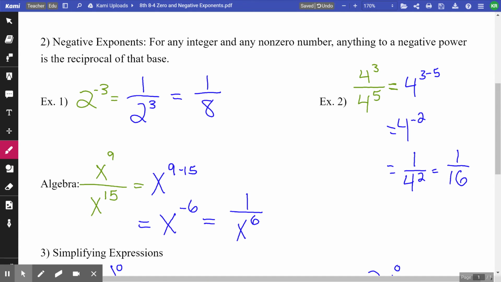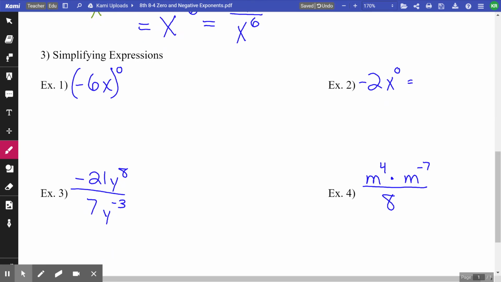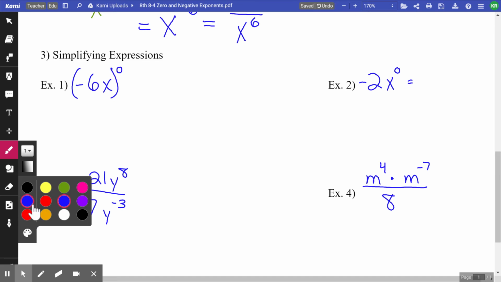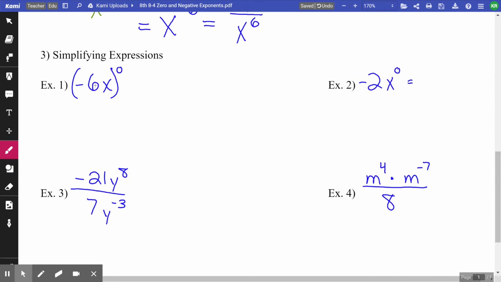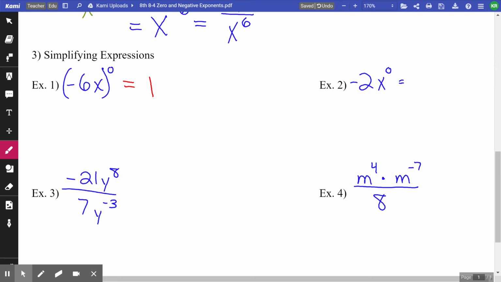All right, now if I simplify the expression, we're putting into practice these rules. So let's go ahead and change to red. Negative 6x to the 0 power, anything to the 0 power is 1. That's the first example. Second example, this is negative 2 times x to the 0 power. That really means negative 2 times 1, because the 0 only applies to the x in this case. So therefore we get an answer of negative 2.